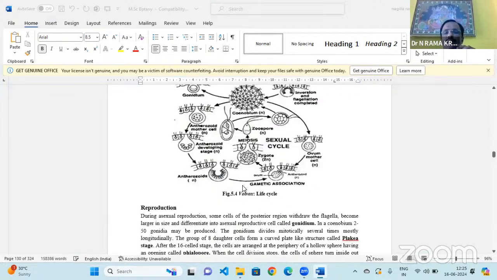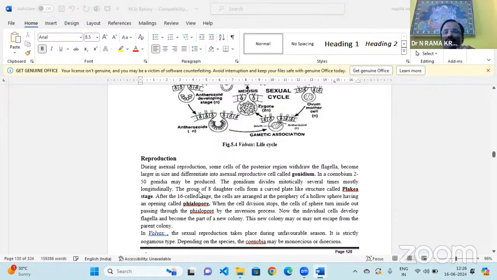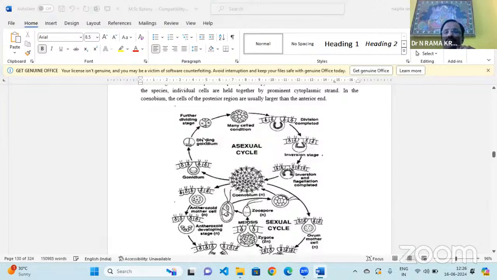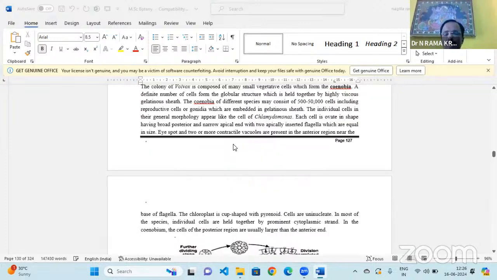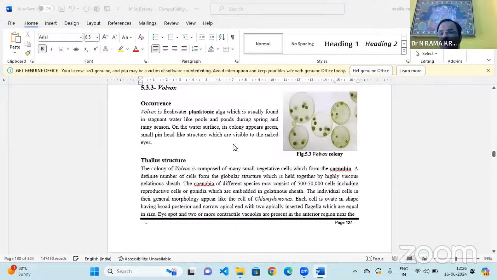Generally, the asexual reproduction system occurs by one special type of structure under unfavorable conditions. So asexual reproduction takes place by the formation of daughter colonies from special asexual cells of the parent colony.